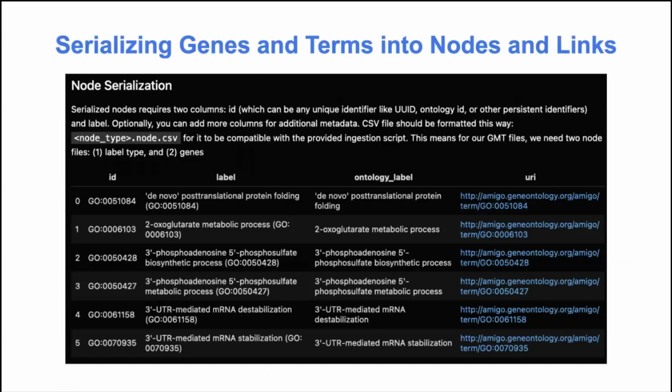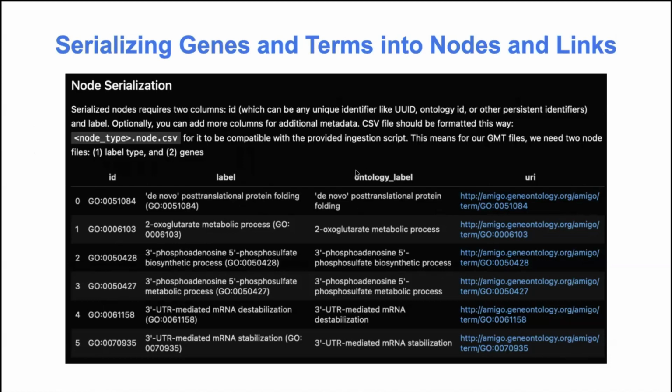So now, let's go to how we can translate our data to a network, to a knowledge graph. Let's go with the example of Enrichr-KG, wherein we converted gene set libraries from Enrichr into knowledge graph serialization. Here I'm showing you the format for serializing nodes. We have two required columns, the ID and then the label.